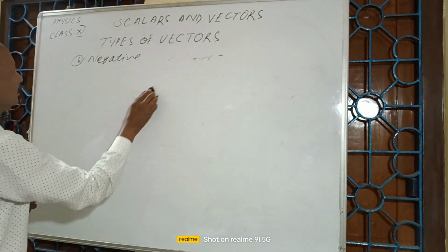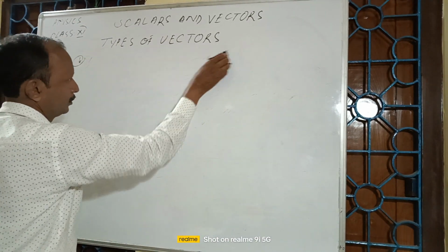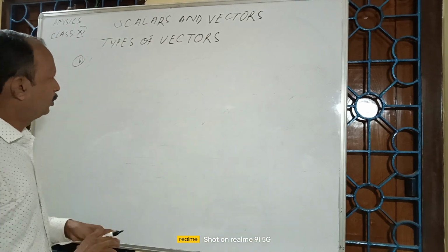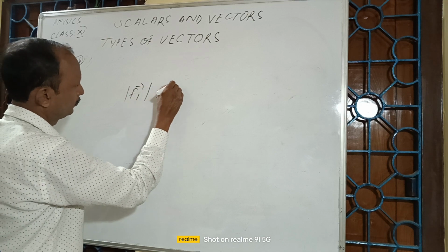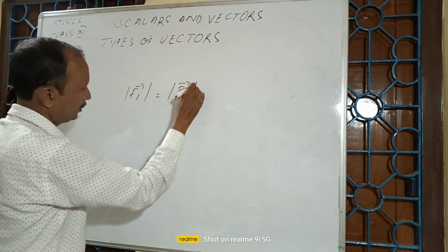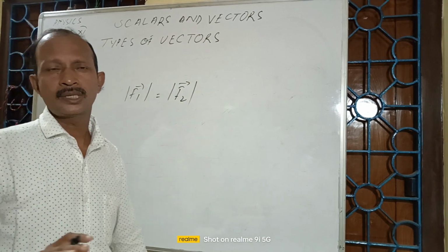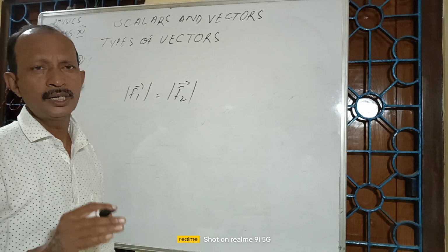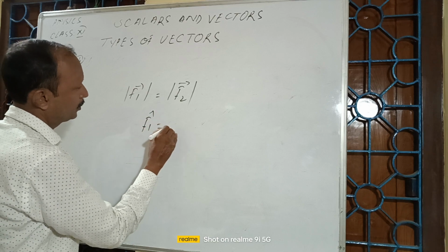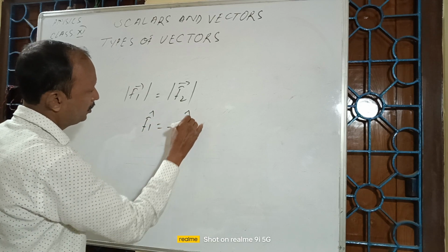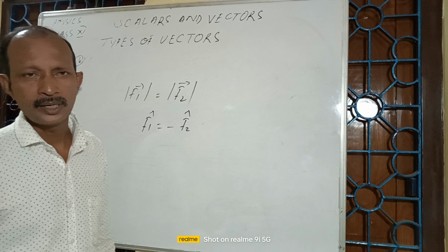That means I can say that, suppose F1 is a vector, F2 is a vector, their magnitude is the same but the direction is different. That means I can say that F1 cap is equal to minus F2 cap. Like this way I can represent.